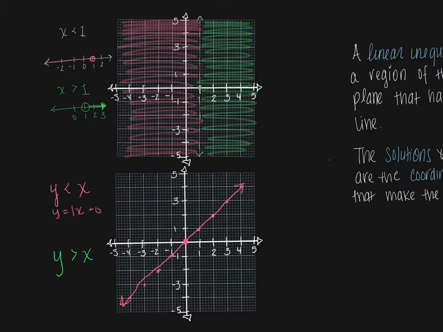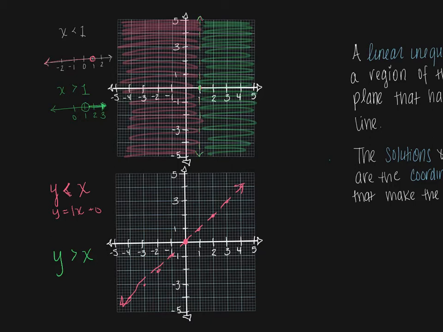Now I need to go back and double check. Was it less than or equal to, or just less than? It was just less than. So I need to be very careful here, and I need to create a dashed line. So I'm going to go back and I'm going to erase some parts of my line. Make sure you're doing this on your line too. Okay, once I have my dashed line, then I'm going to shade.